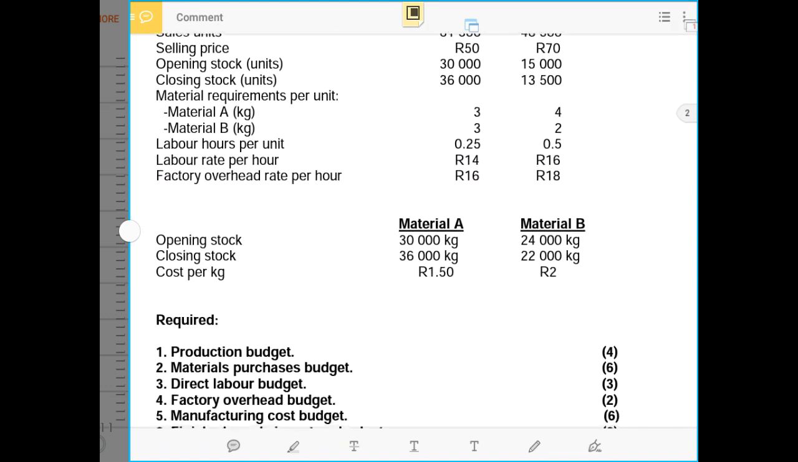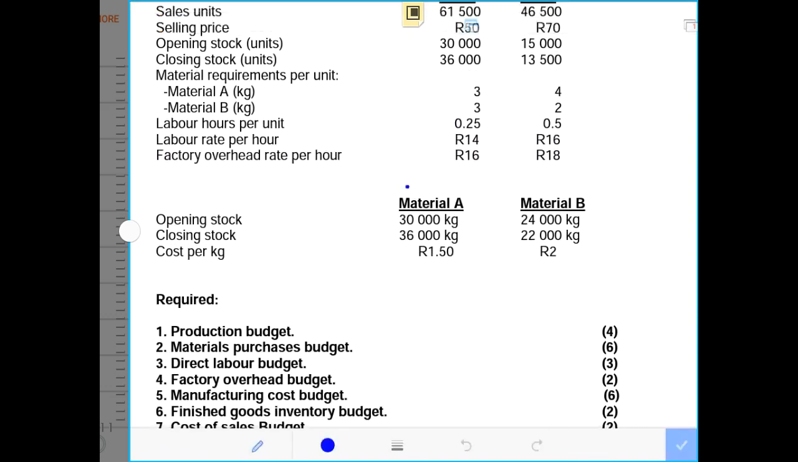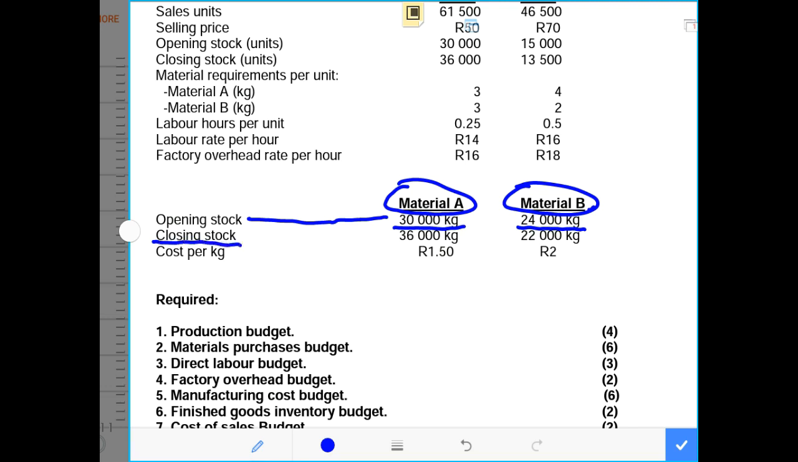Then now we are given the next information regarding the materials. Now we have material A and we have material B. They give us the opening stock of material. Now these are the opening units of material in kgs. That means at the beginning of the period, they expect that there will be 30,000 kgs of material A and 24,000 kgs of material B. And the closing stock with regard to material A is 36,000 kgs, and the closing stock with regard to material B is 22,000 kgs. And these kgs of material are costing 1 rand 50 cents with regard to material A.